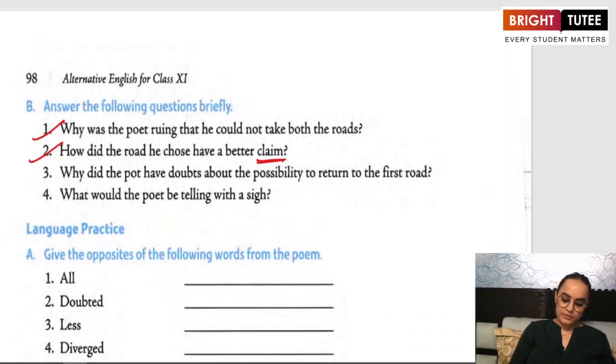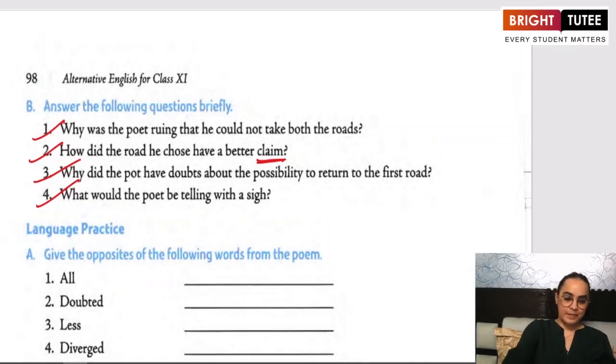Why did the poet have doubts about the possibility to return to the first road? So the poet had a doubt whether he'd be able to return back from the first road because he was the first one to have stepped on that road and he could see not many people had chosen that road. So obviously he predicted some risks associated with it, and therefore he was doubtful if he'd be able to return back or not. What would the poet be telling with a sigh? So the poet will be telling with a sigh that once there were two roads in front of him, he chose the road which was less traveled, and that has made a lot of difference in his life.